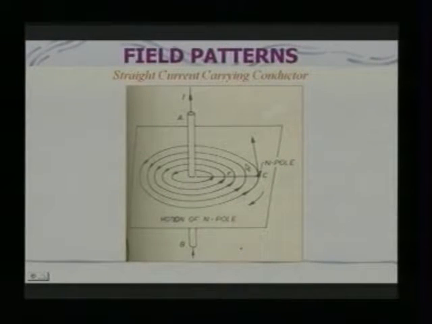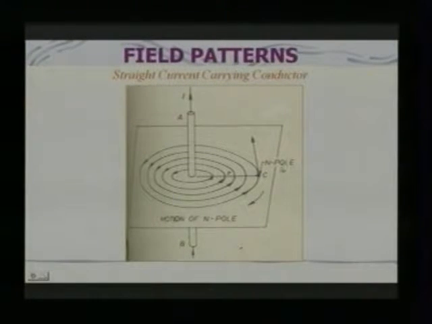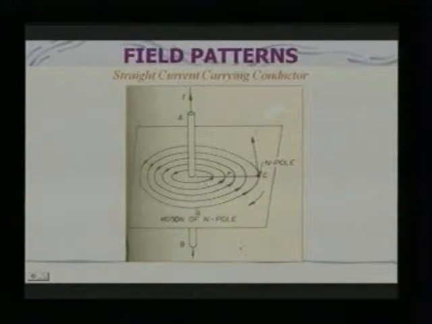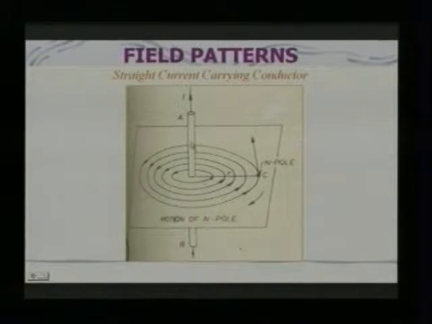Now we will see the field patterns of different considerations. Now if we observe the field pattern of straight current carrying conductor, the field direction is a set of concentric circles around the axis of conductor, and the direction of the concentric circles, that is clockwise or anti-clockwise, depends upon the direction of current, that is either towards the observer or away from the observer.